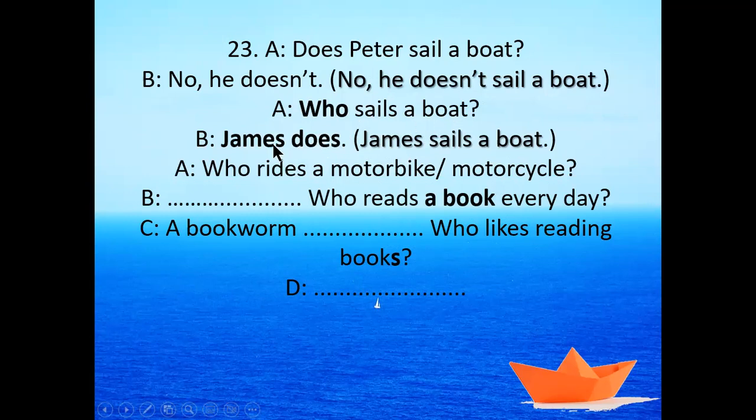Who has got a boat? James has. Now it's time to say who sails a boat? James does. Or in a complete, positive sentence, James sails a boat. Who sails a boat? James sails a boat. Who rides a motorbike? Harun rides a motorbike or motorcycle.